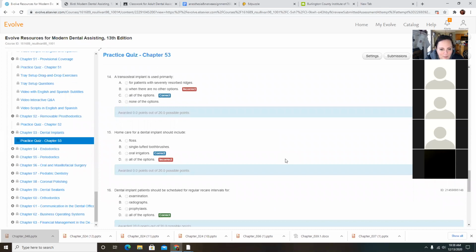Okay. Home care should include, really? No, this is wrong. I'm looking at it right here on page 894. It says home care should include single tufted toothbrushes, interproximal brushes, floss. So it is all of the options. Their answer is incorrect. All right. It's all the options. This is correct. Floss, single tufted toothbrushes, oral irrigators, all of them. So don't pay attention to this.